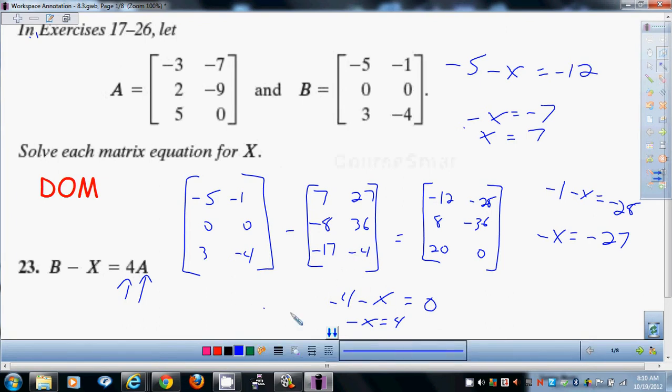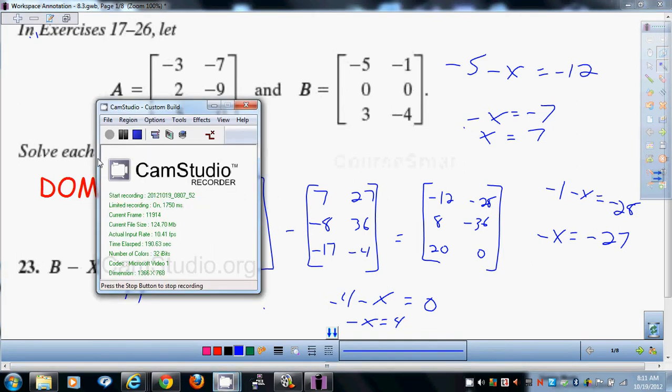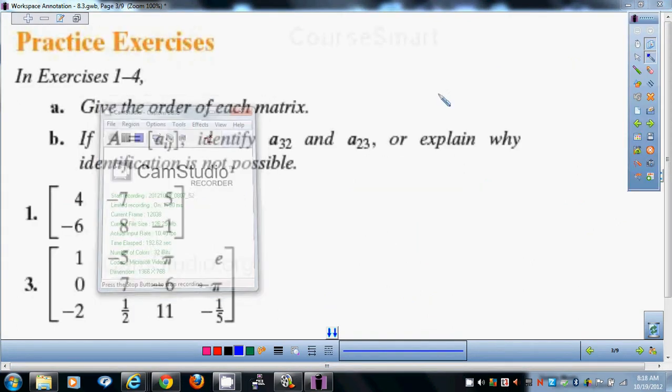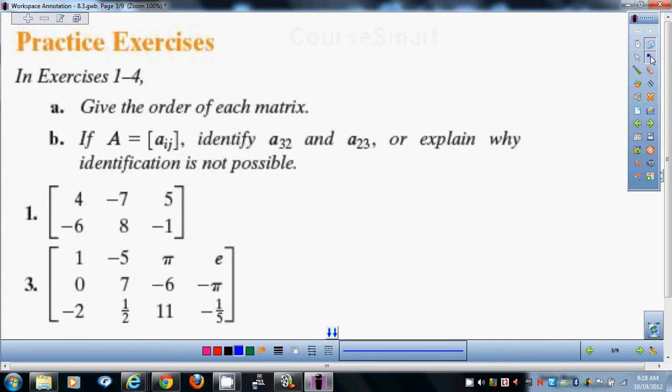Okay, here you go. Now, before record, this is 8.3. 8.2 is kind of encompassed in 8.1. 8.2 and 8.1 are virtually the same lesson, just with more practice. So that's why.